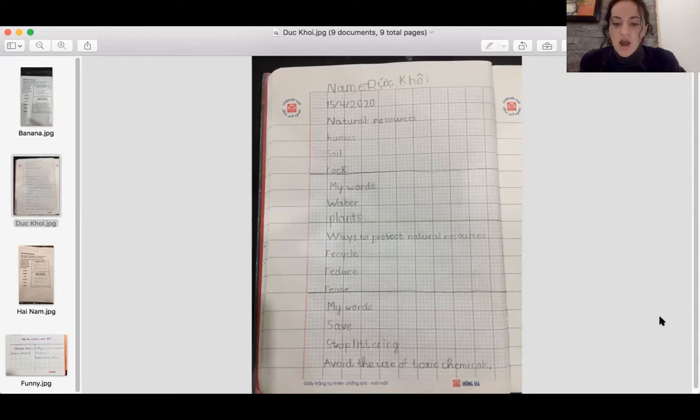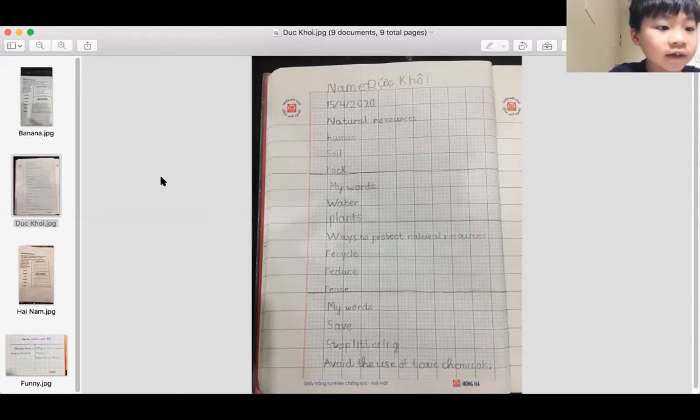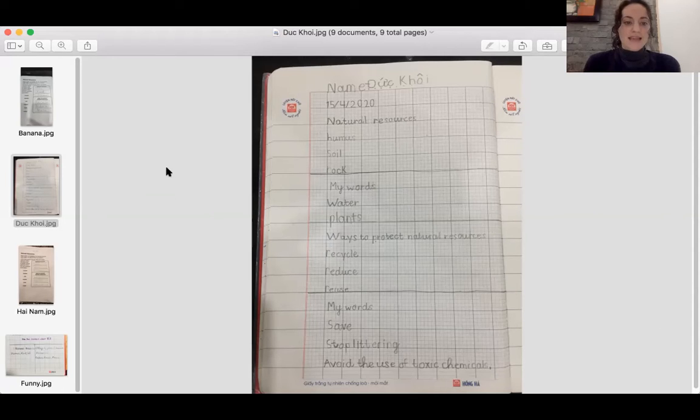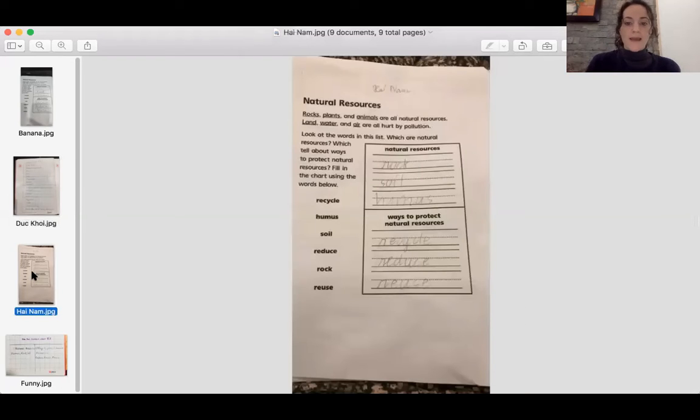Good. Can you say toxic chemicals? Toxic chemicals. Much better. Zook, that was amazing. Very good homework. I'm very impressed. Thank you for doing so much work on it. I can see you really understand what we've been learning.